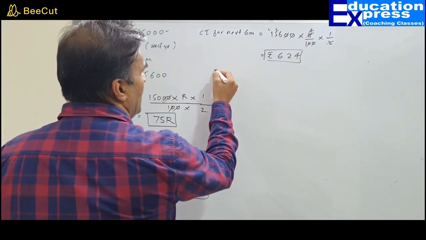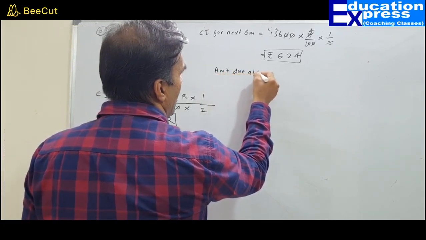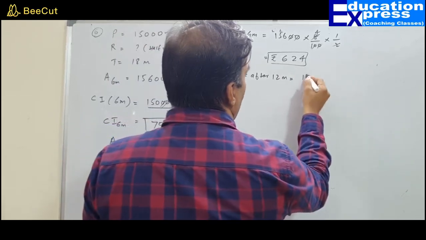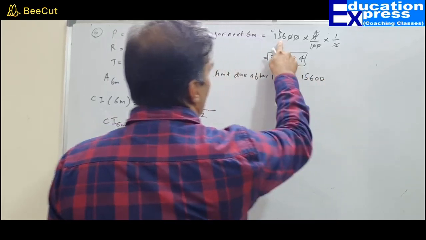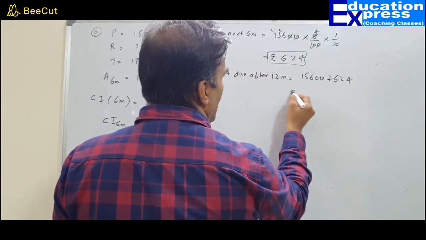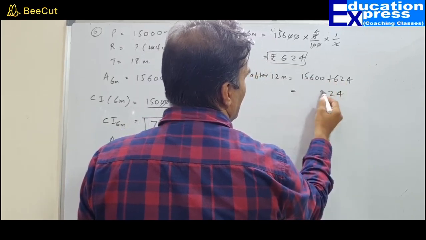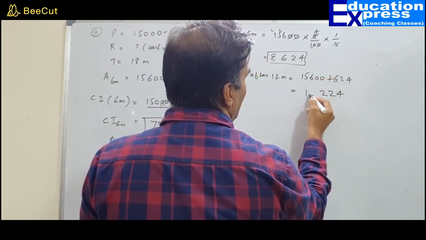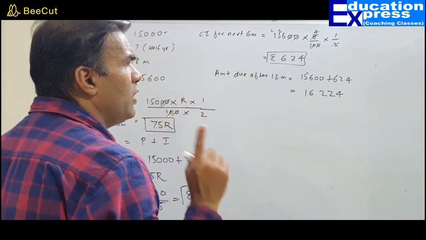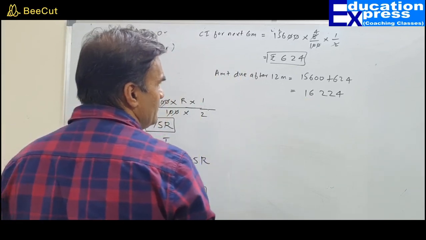So, amount due after 12 months would be 15,600 was the amount plus 624 interest that you have to pay. When you add them together, it will be 16,224. This is the amount due after 12 months. You can also call it P3.